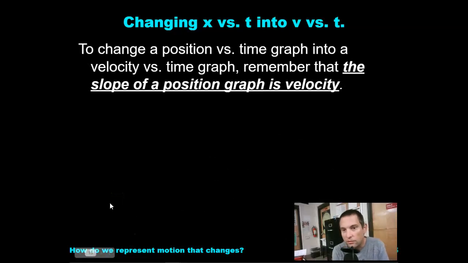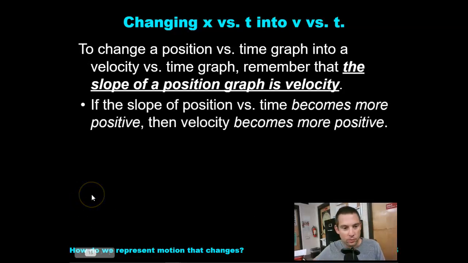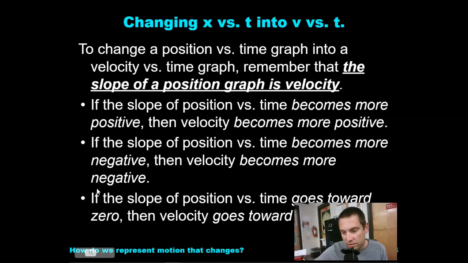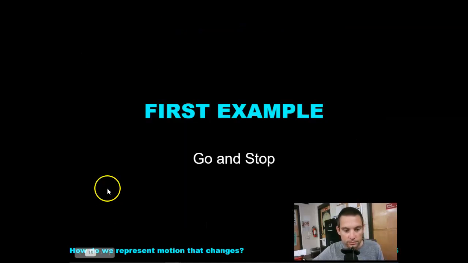To change a position versus time graph into a velocity versus time graph, remember the slope of a position graph is velocity. I feel like I've said that before. If the slope of a position versus time graph becomes more positive, the velocity becomes more positive. If the slope becomes more negative, then the velocity becomes more negative. If the slope of a position versus time graph goes towards zero, velocity goes towards zero. First example. Next video.